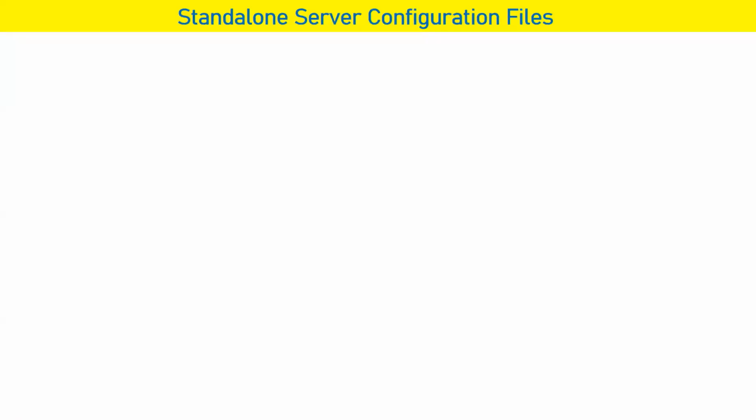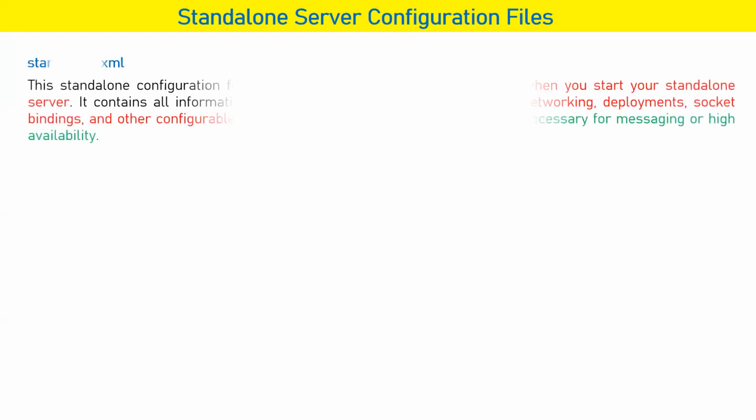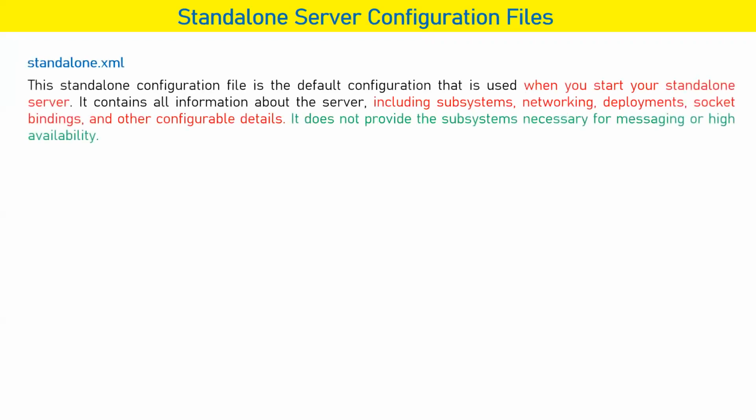Let us talk about the different configuration files. When we talk about the standalone mode, we have certain configuration files. The first important file is standalone.xml. This is the main configuration file for your JBoss server instance when you start or use JBoss in the standalone mode.